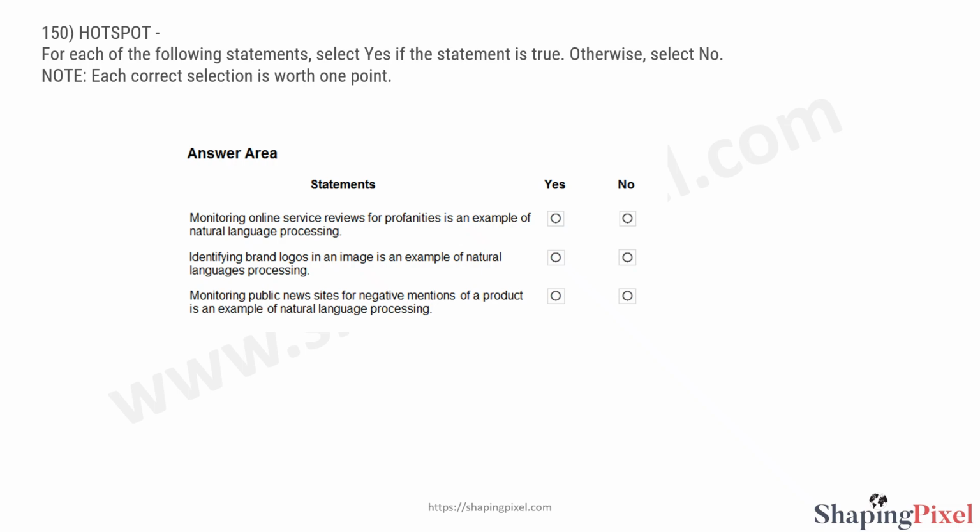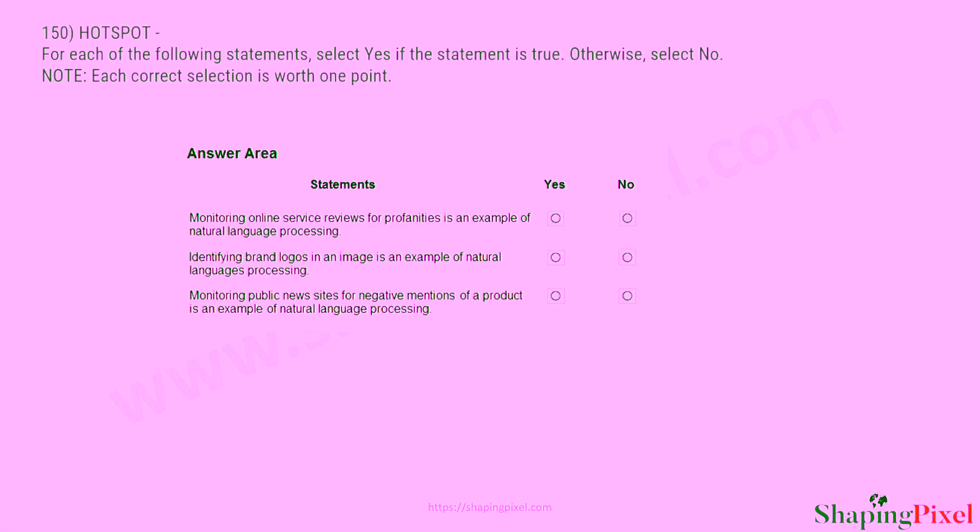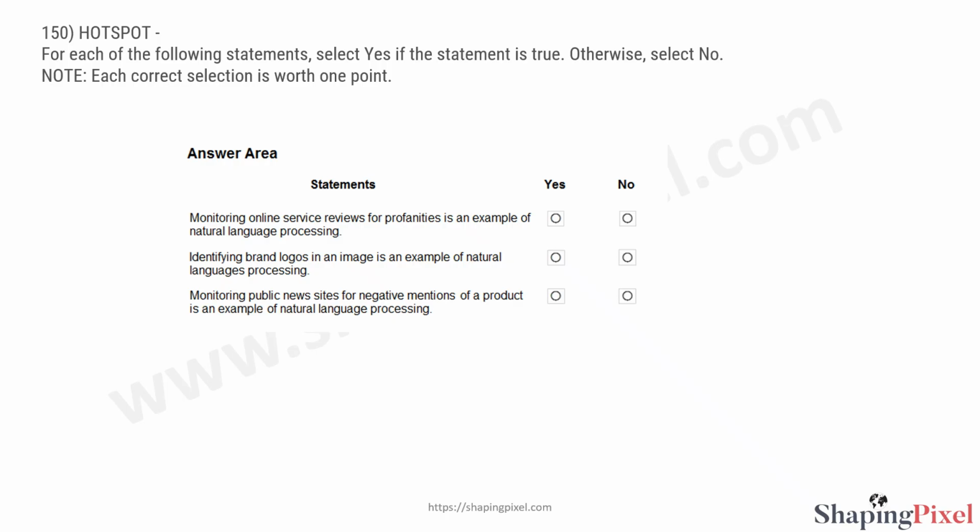For each of the following statements, select yes if the statement is true, otherwise select no. Each correct selection is worth 1 point. And we have the following three statements. Monitoring online service reviews for profanities is an example of natural language processing. The second statement, identifying brand logos in an image is an example of natural language processing. Third statement, monitoring public news sites for negative mentions of a product is an example of natural language processing.